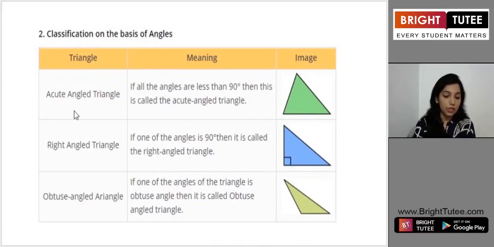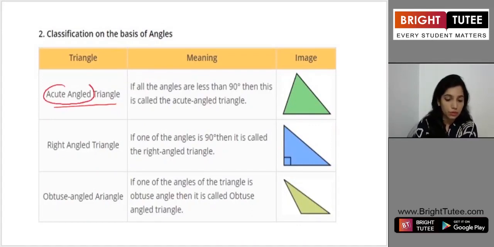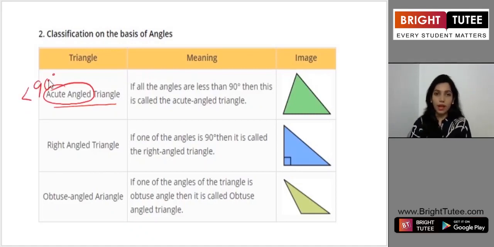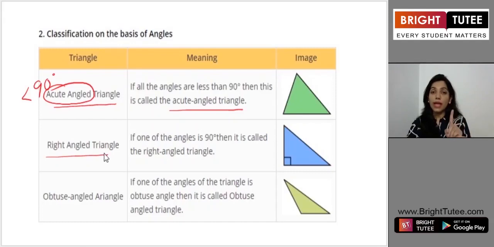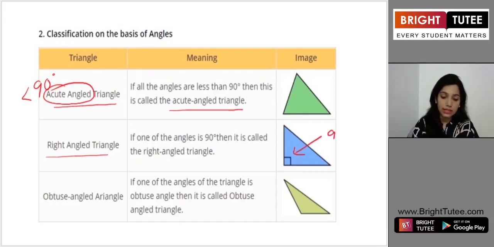The first one is the acute angled triangle. Acute angles are those which measure less than 90 degrees. So if all the angles are less than 90, then this is called an acute angled triangle. Moving on to the next one, a right angled triangle. A right angled triangle must have one angle measuring 90 degrees. This is the one you can see in the image. If one of the angles is 90 in measure, we call it a right angled triangle.